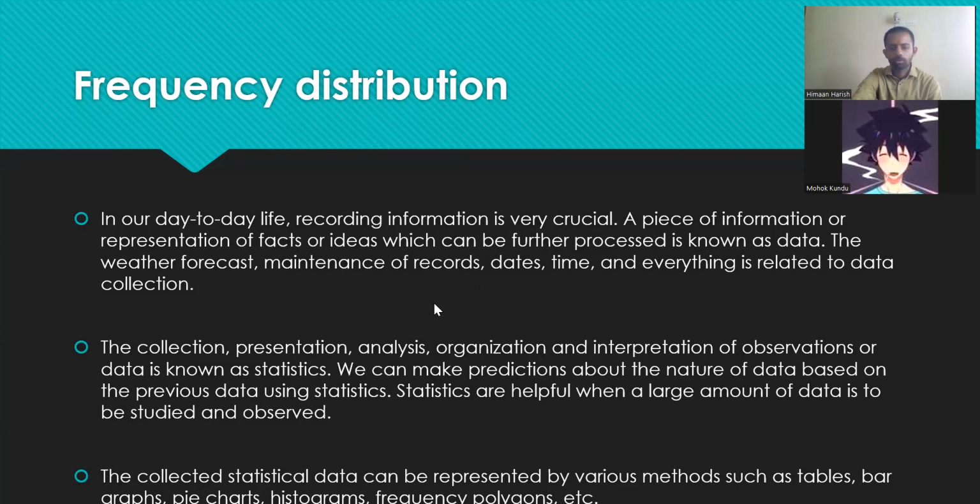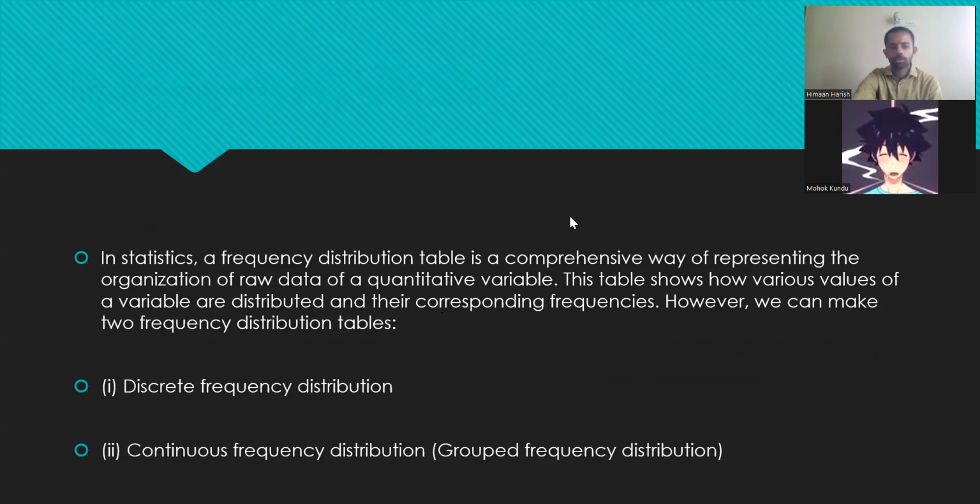So we are familiar with all the types of representation of data like tables, bar graphs, pie charts, histograms, and frequency polygons. In statistics, a frequency distribution table is a comprehensive way of representing the organization of raw data of a quantitative variable. This table shows how various values of a variable are distributed and their corresponding frequencies. However, we can make two frequency distribution tables, which are discrete frequency distribution and continuous frequency distribution.